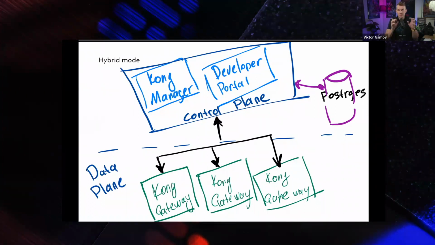It drastically increases the complexity of the system, but increases developer productivity, because you don't need to worry as a developer. You deploy your data plane, connect to your control plane, you get configuration, and you're good to go. And your Kong Manager, your developer portal, all the things will work.